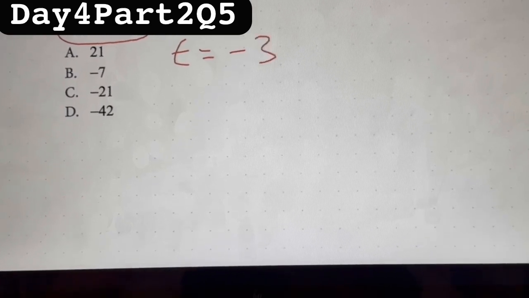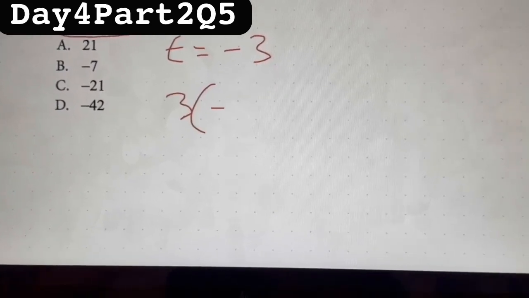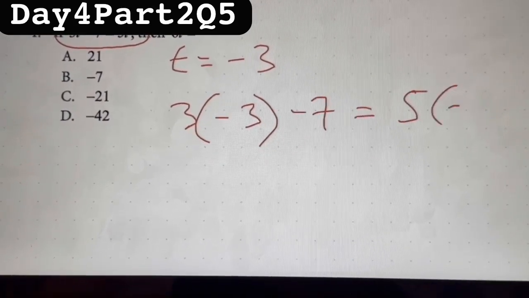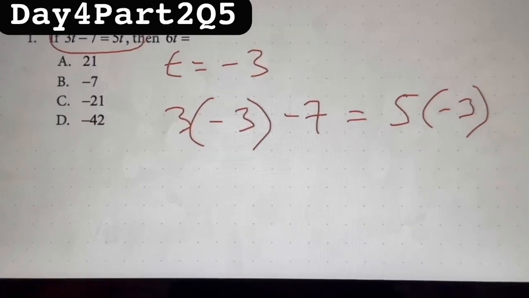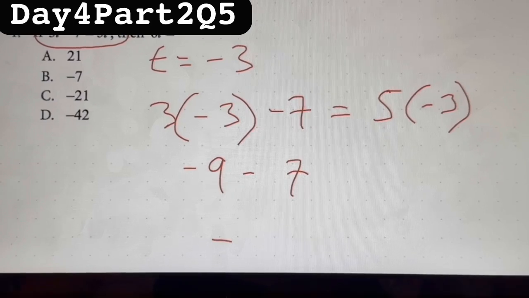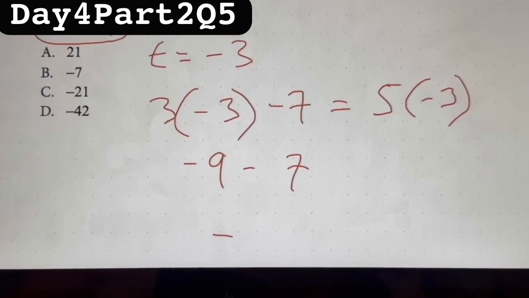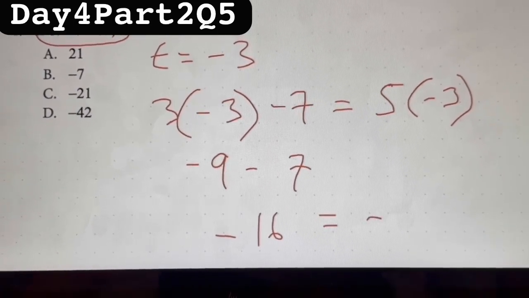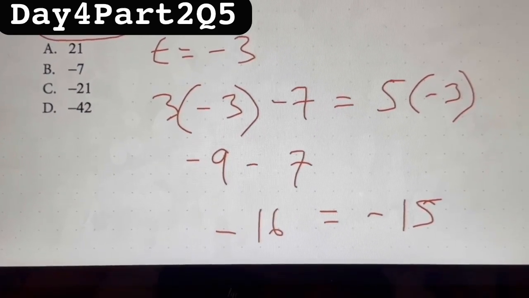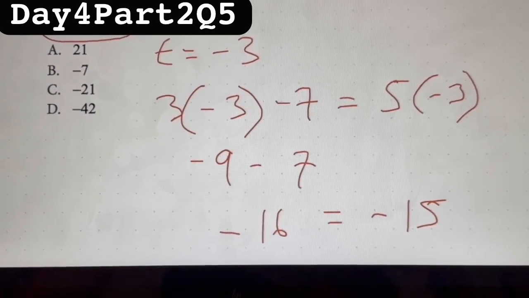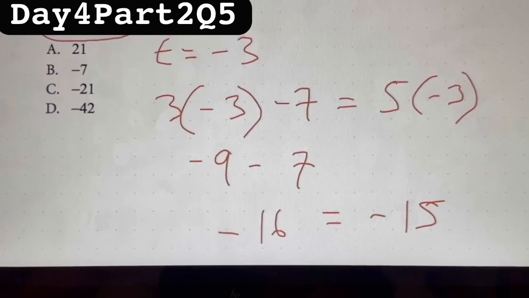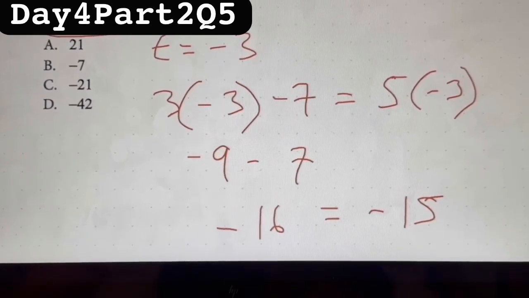t equals negative 3. I get 3 times negative 3 minus 7 equals 5 times negative 3. This is looking good here. So I'm going to get negative 9 minus 7, which gives me negative 16, which equals negative 15. Ooh! I'm close. I'm real close. I don't know exactly what t is, but I know right now it's really close to negative 3.